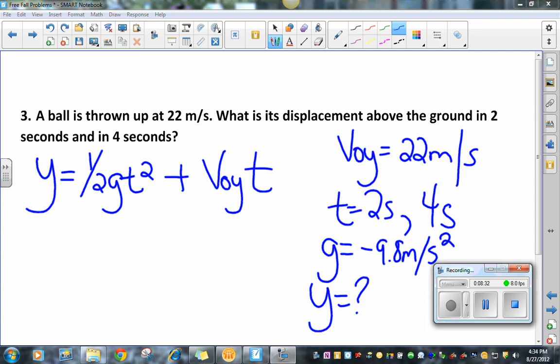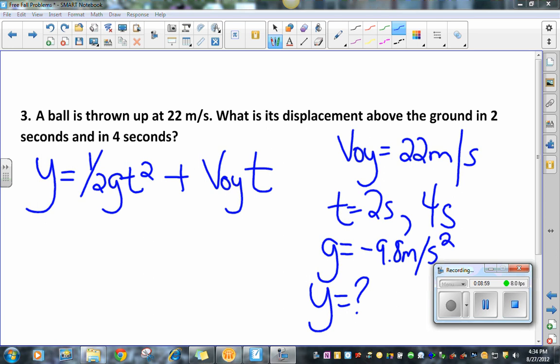At this point, you should have your variables listed and your formula written down. So v naught y here is 22 meters per second. Is it positive or negative? Well, if you're throwing the ball up, okay, that's a positive direction. So this is going to be a positive 22 meters per second. And then the times, 2 seconds for your first problem and 4 seconds for the second problem. So you're really doing 2 problems here. And then g is negative 9.8 meters per second squared.